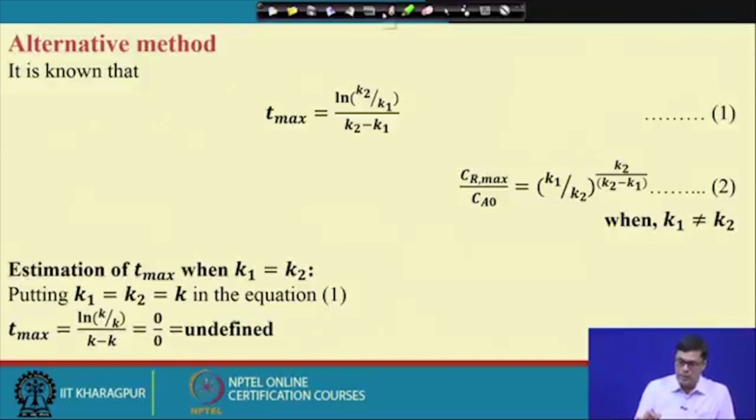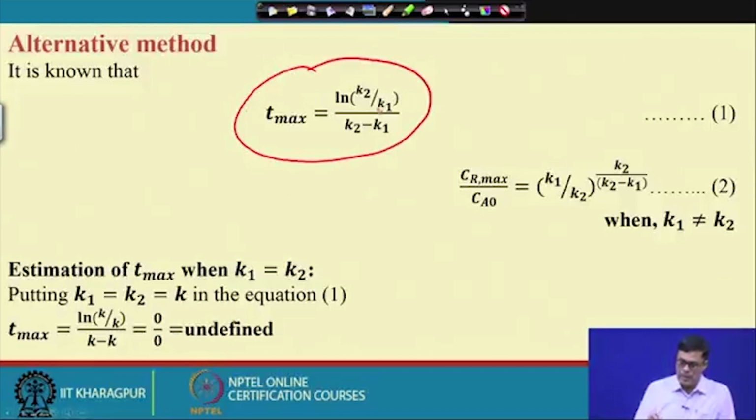Now, we shall have to go back to our earlier derived equation, where we have shown that T max equals ln(k2/k1) divided by (k2 minus k1). This is valid when k1 is not equal to k2. When k1 is equal to k2, the numerator becomes ln 1, which equals 0, and k minus k equals 0. So it is undefined, 0 by 0 is undefined.